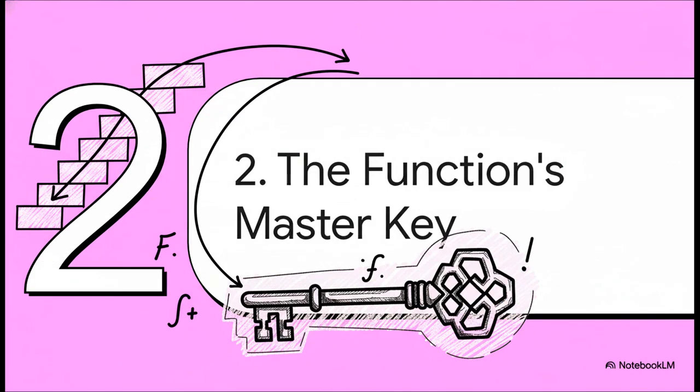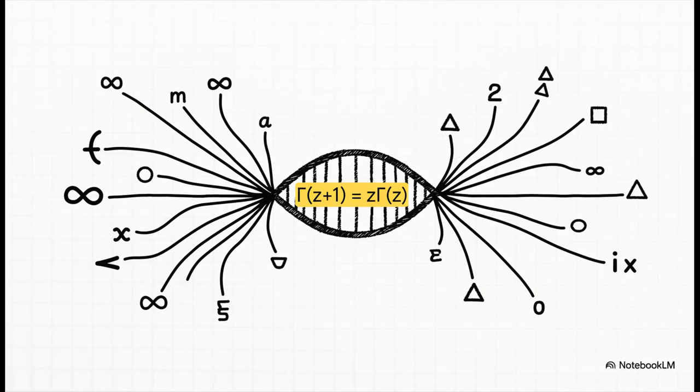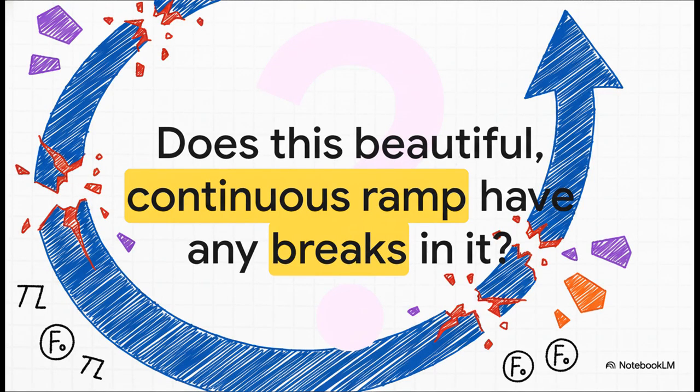But how does it do that? I mean, how does it know what value to take between the steps? Let's take a look at the function's master key. This right here, this is the secret sauce. It's called the recurrence relation. Gamma of z plus 1 equals z times gamma of z. This one simple, beautiful rule is basically the function's DNA. It defines how it behaves absolutely everywhere, and it lets us figure out any value as long as we know another one nearby.